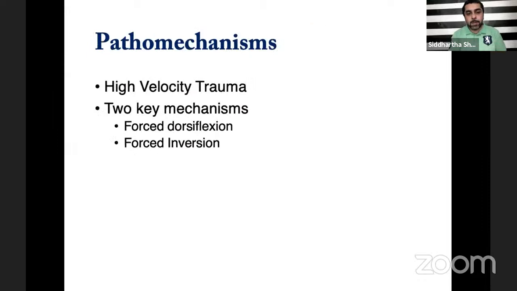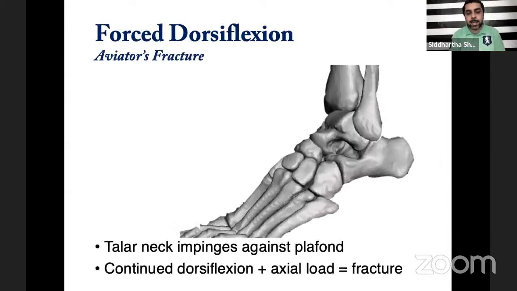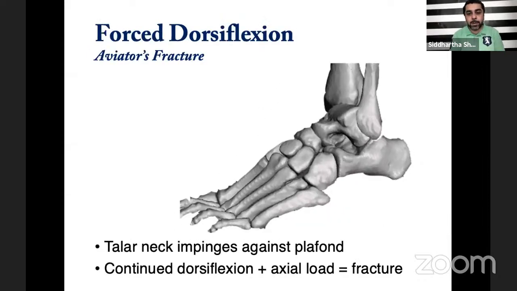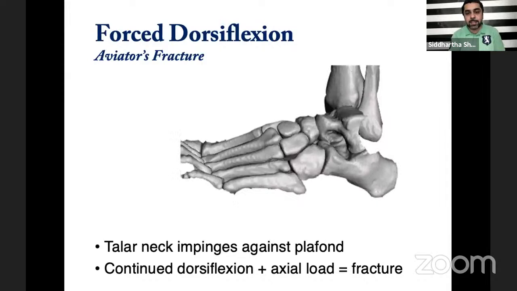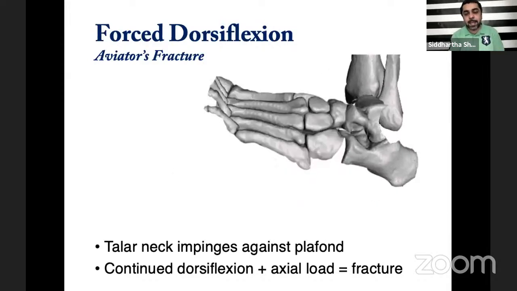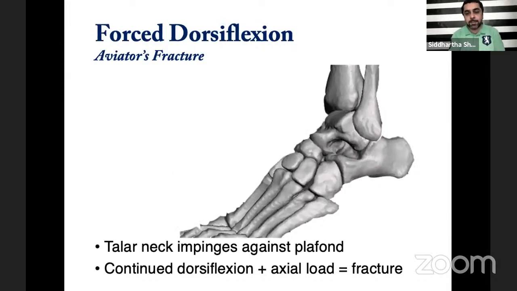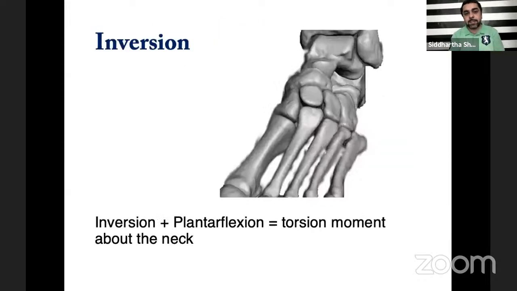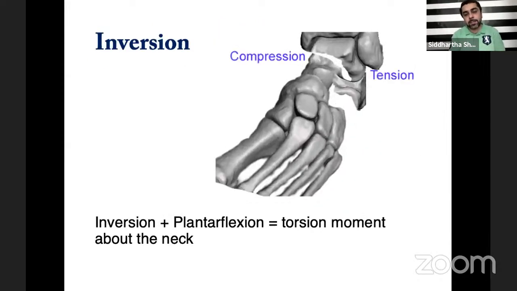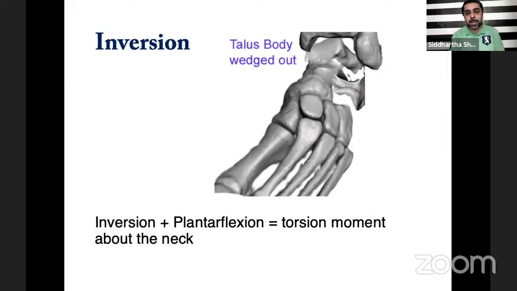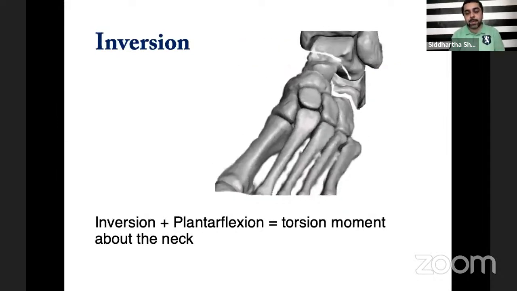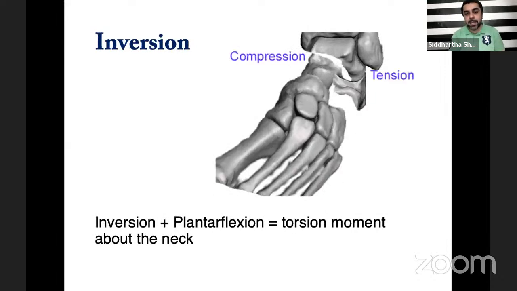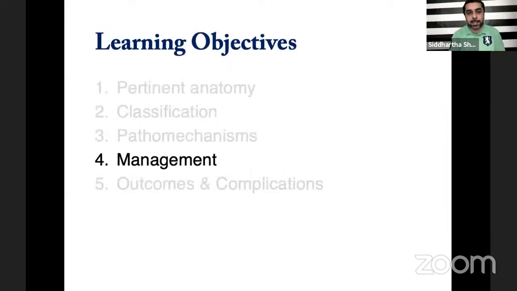So we know that talus neck fractures occur because of high velocity trauma. And the classical mechanism was described by Coltart, where you have a forced dorsiflexion. The talus neck impinges against the anterior plafond and breaks off. Now, this is known as an aviator's fracture classically, but this can also occur commonly due to an inversion mechanism where you have a compression force acting medially. That's why you have medial comminution and tensile force acting laterally.